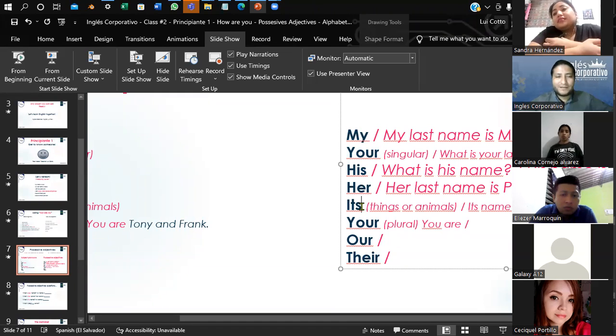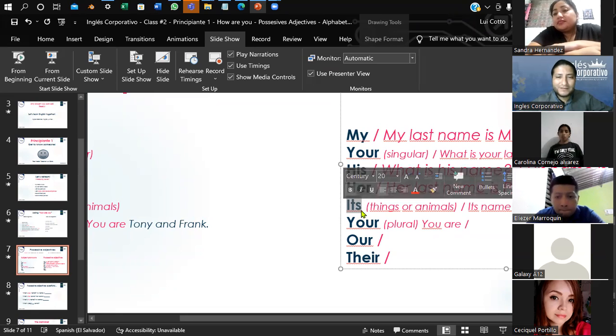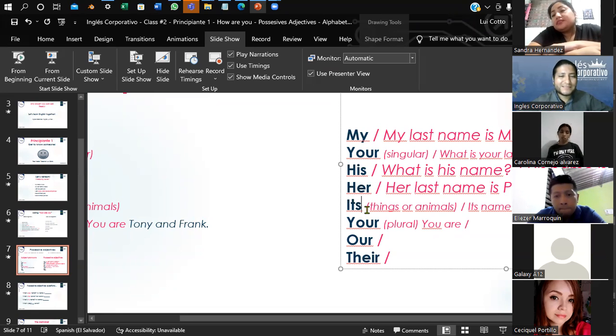De eso significa. Okay? Or referring to animals. Refiriéndose a animals. El nombre del gato. Okay? Because it's singular. That's why it is its. The next possessive adjective is your, but in this case is plural. We have a plural.